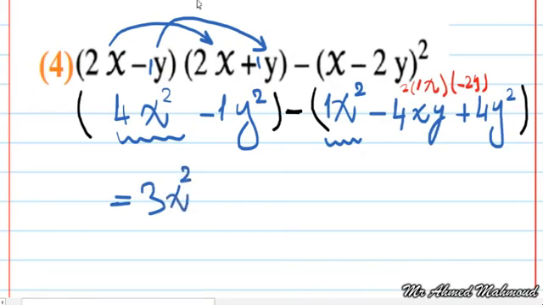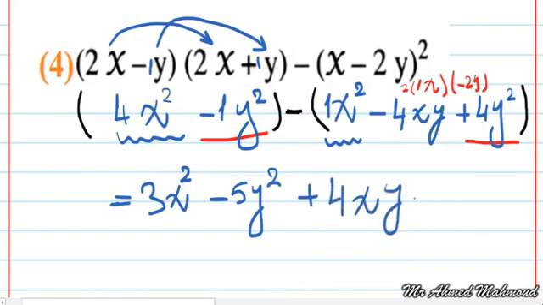Here we have negative 1y² minus positive 4y². Negative 1 minus positive 4 equals negative 5y². Finally, minus 4. Again, minus 4 equals positive 4xy.